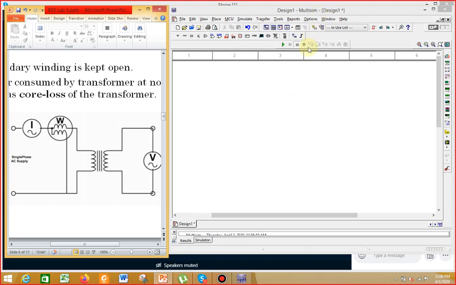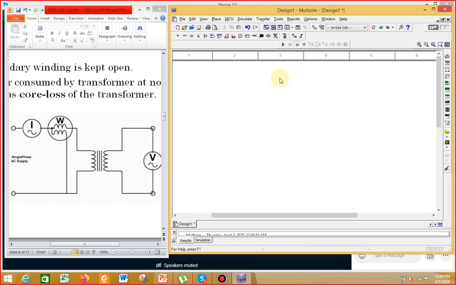Now okay, I have figured out the voice problem, and I hope this will not be happening again. So now what we are going to do is make this circuit diagram on the multisim.